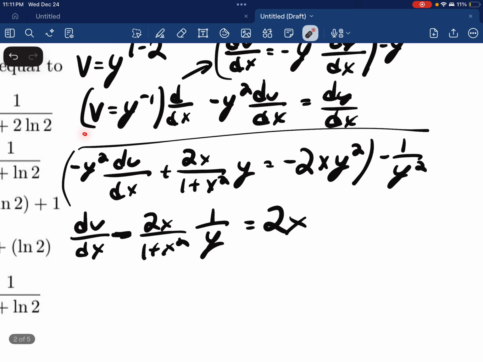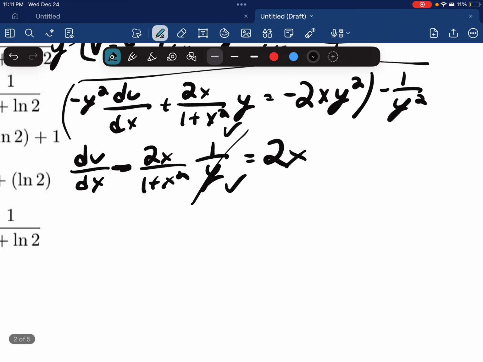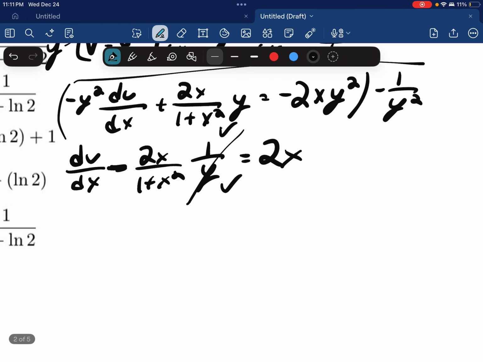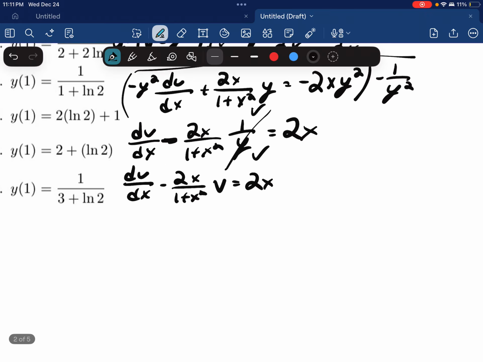Well, earlier we said that v is equal to y to the negative 1. So let's just rewrite this as v, right? Because here it just says v is equal to 1 over y, and this is 1 over y. So we can just rewrite this in terms of v. Okay, so now we have dv dx minus 2x over 1 plus x squared times v is equal to 2x.